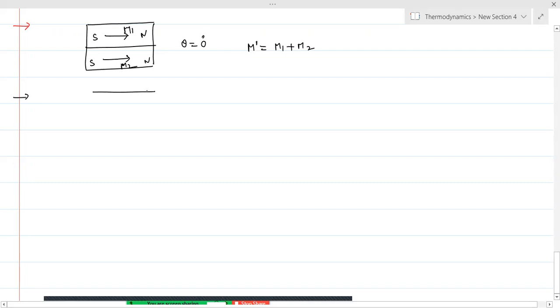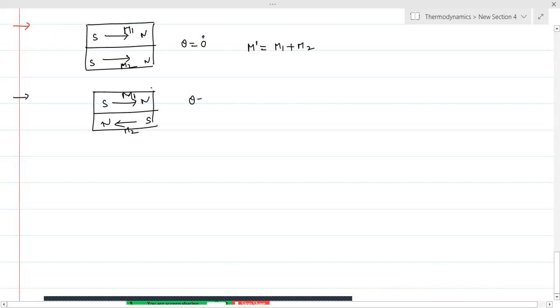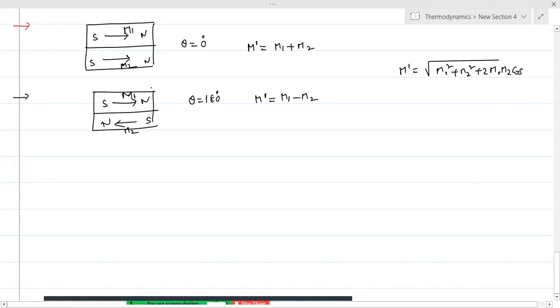For example, I'm taking the discussion. This is south pole and this is north pole, and this is south and this is north. So this is M1 and this is M2. When they are opposite to each other, theta is equivalent to 180 degrees, and M dash is equivalent to M1 minus M2. We just substitute in the formula M dash equals root over M1 square plus M2 square plus 2 M1 M2 cos theta, and we get the result.